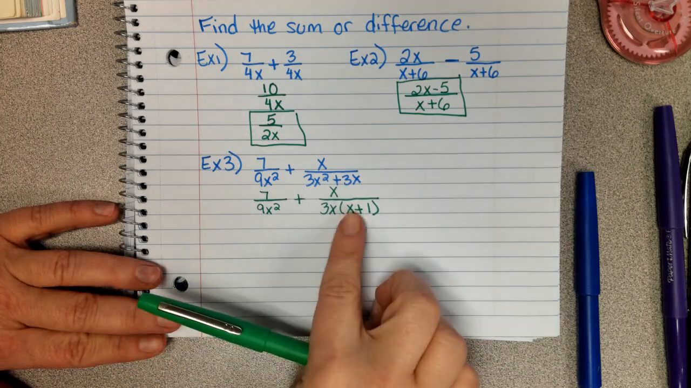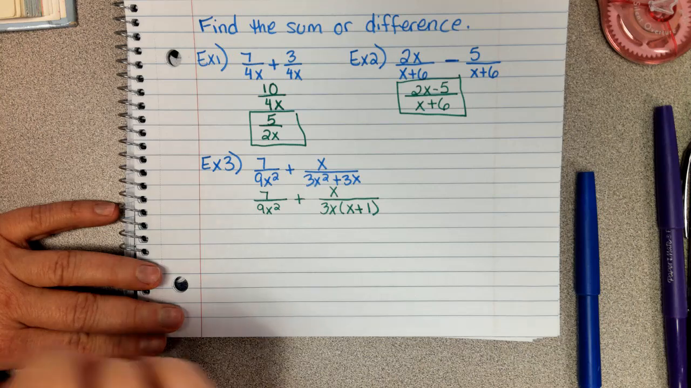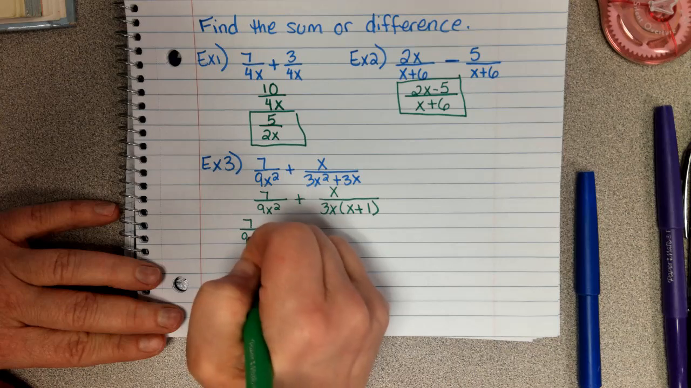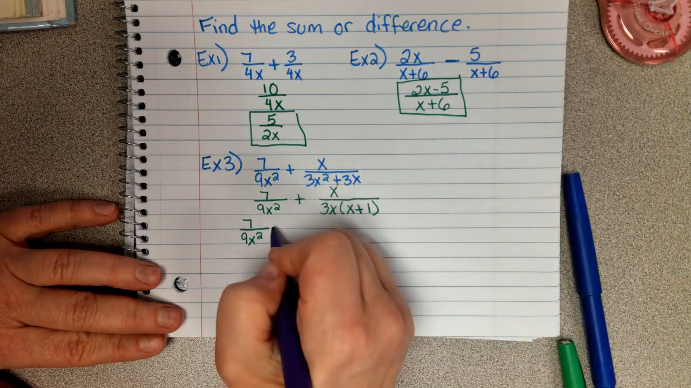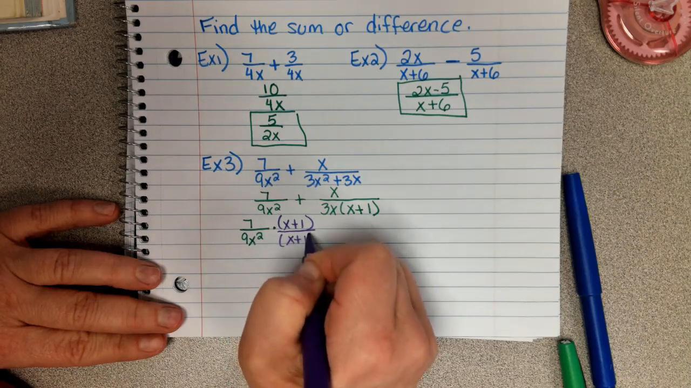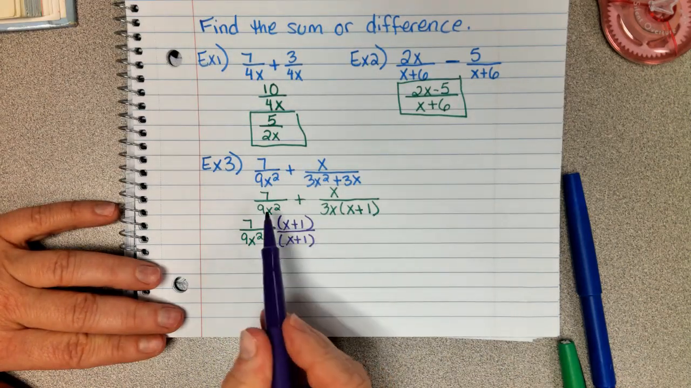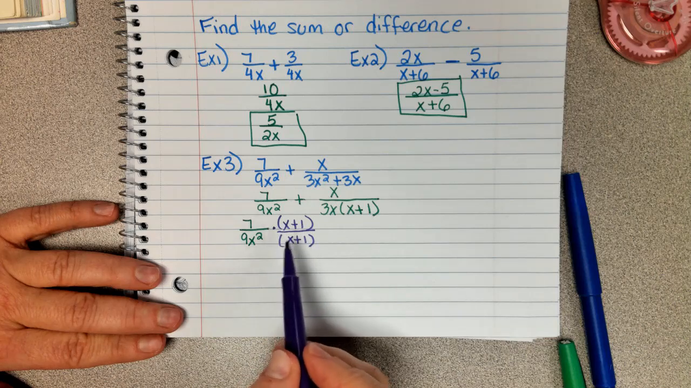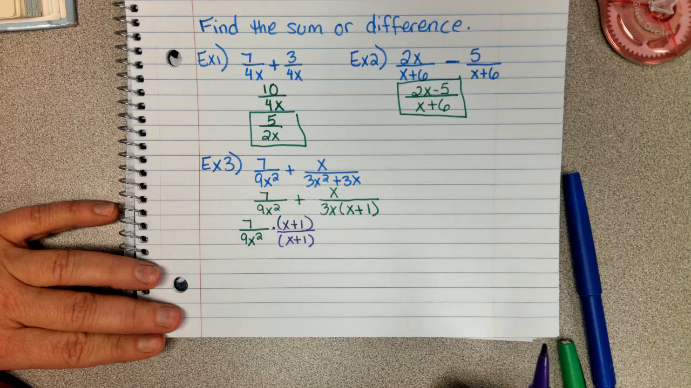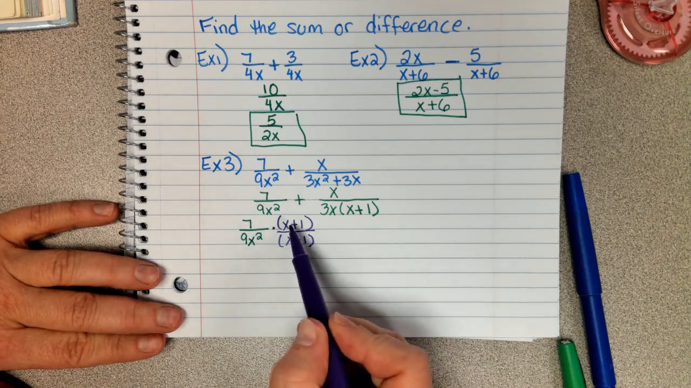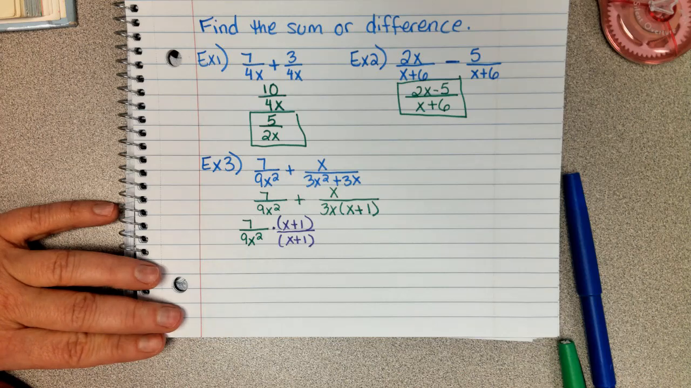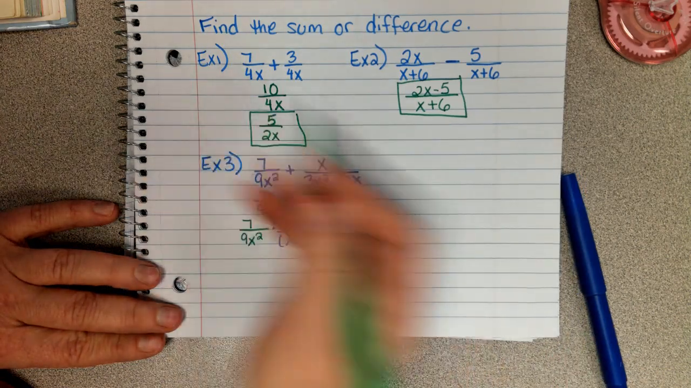What I'm going to do is make these two match. So this one needs an x plus 1. I'm going to multiply this guy by x plus 1 over x plus 1. The reason I'm doing that is because I want to multiply by the number 1, because multiplying by the number 1 doesn't change anything. I'm going to use the number 1 as x plus 1 divided by x plus 1. That way, I'm still not changing the value of anything.